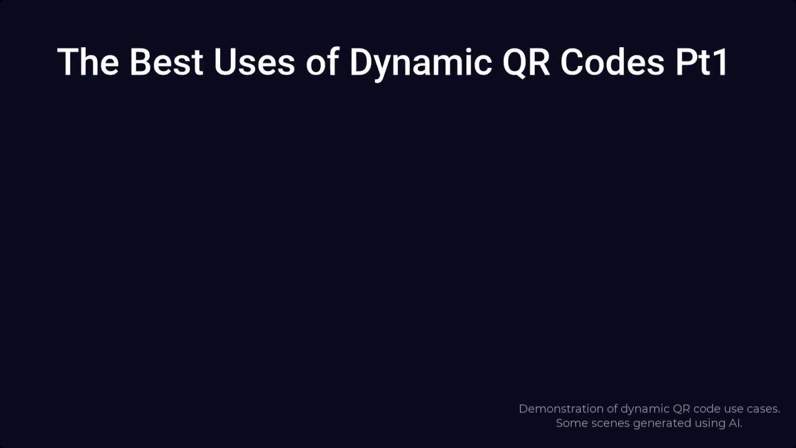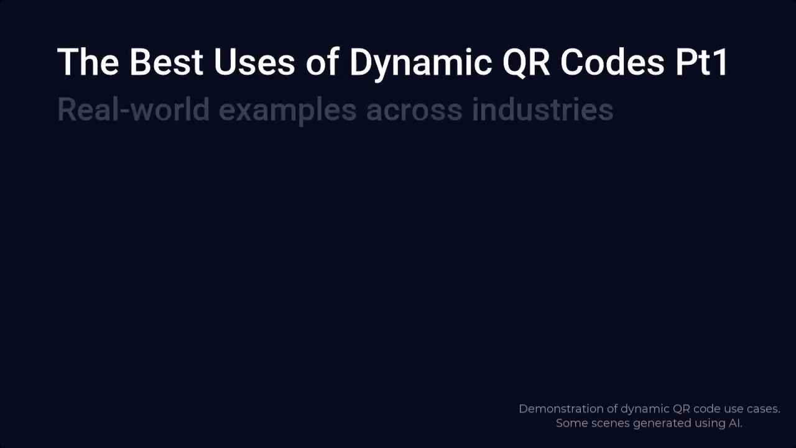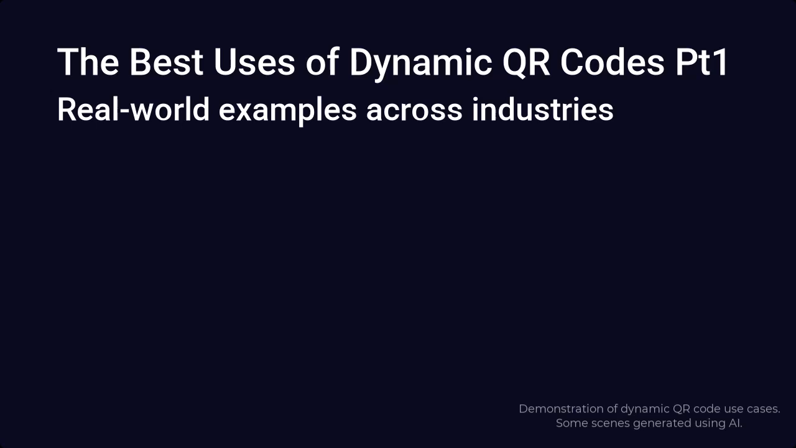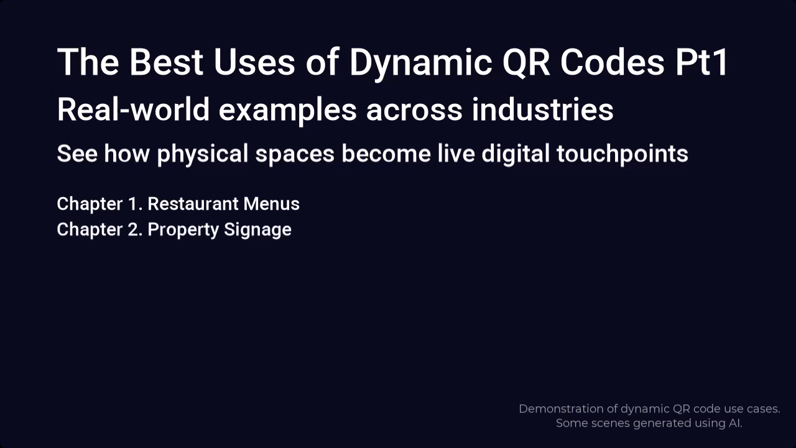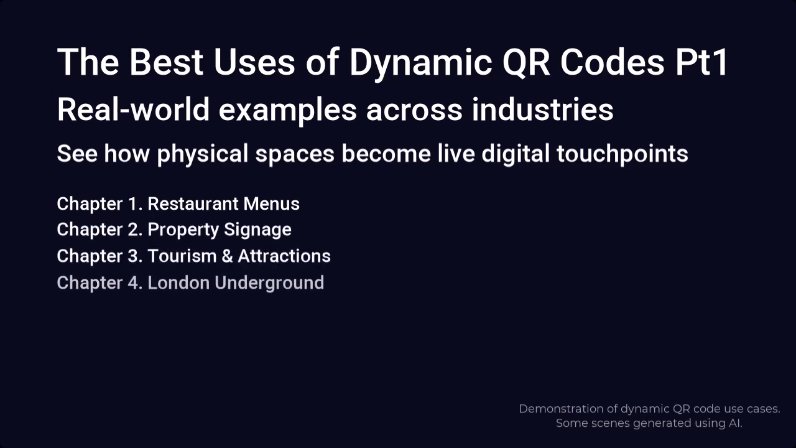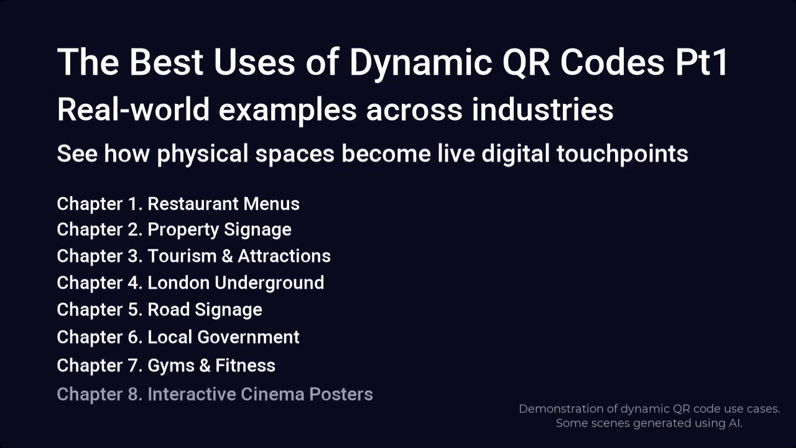The Best Uses of Dynamic QR Codes Part 1. Real-world examples across industries. See how physical spaces become live digital touchpoints. In this video, you'll see real-world uses of dynamic QR codes across multiple industries, from restaurants and property to transport, public services, and interactive media, all powered by dynamic QR codes.